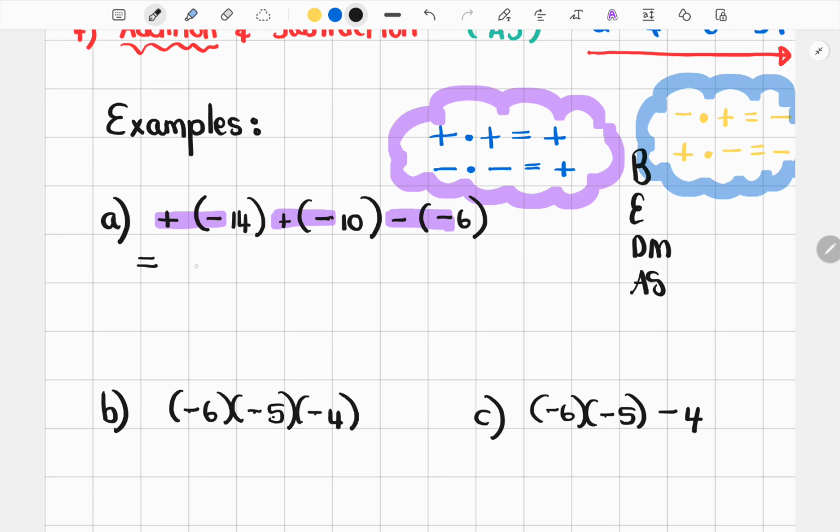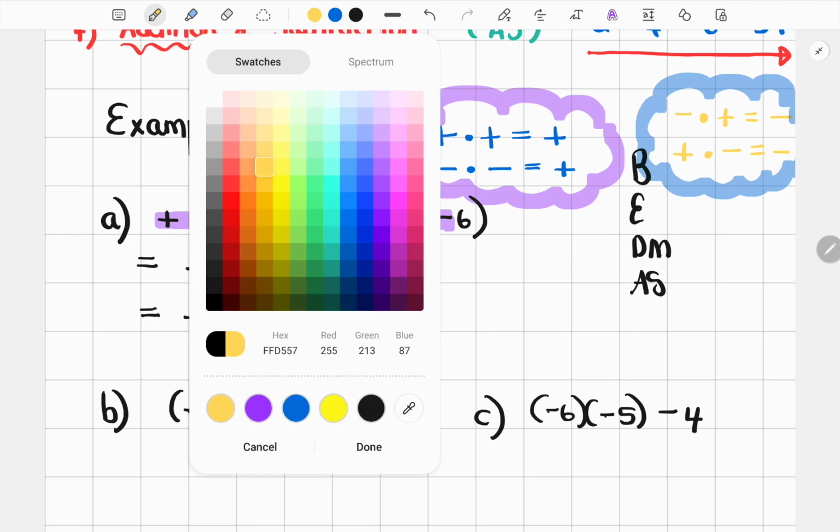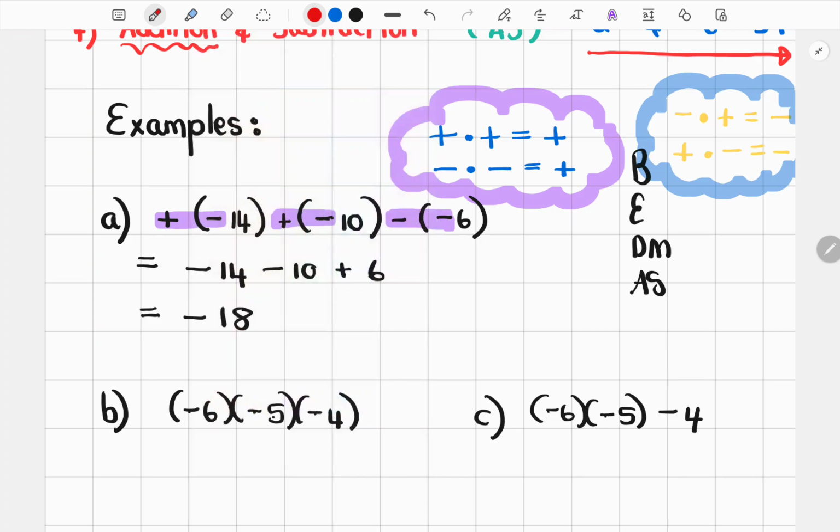The positive and negative becomes a negative because they're different, 14. Then a positive times a negative is a negative 10. And do you see when doing that, I drop my brackets. And a minus times a minus is a positive 6. And then you just work from left to right. And if need be, if you are using your calculators already, you just pop that in and you get negative 18.